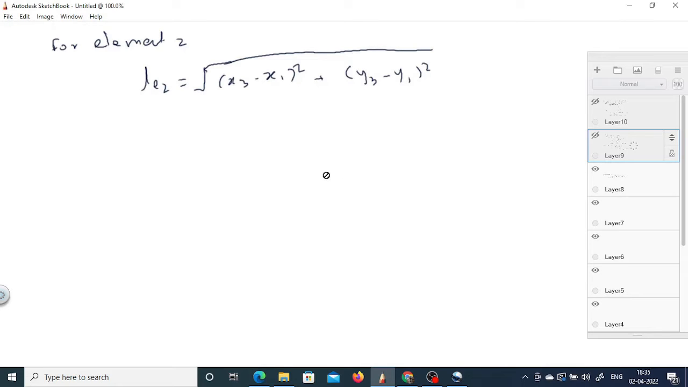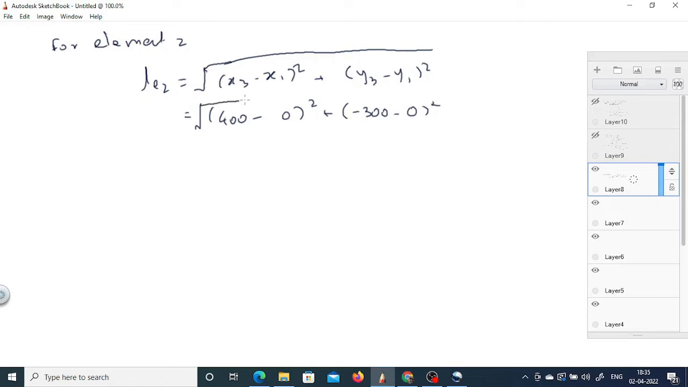So how do I identify Le2? Let's see. I can substitute the values. The x3 is 400, x1 is 0 square plus y3 is minus 300 and y1 is 0, whole square. From this, with the aid of a calculator, we can identify Le2 is 500 mm.